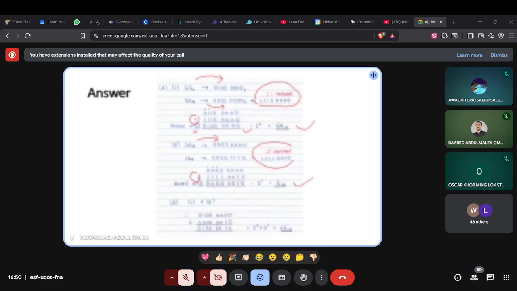Number three, the question says checksum. Checksum means addition only, so that's why you must add. Just add the answers you get from here and here. Just add, you get this one. And after you get this one, using sum of weights, get the answer and convert to decimal. This is the last answer.